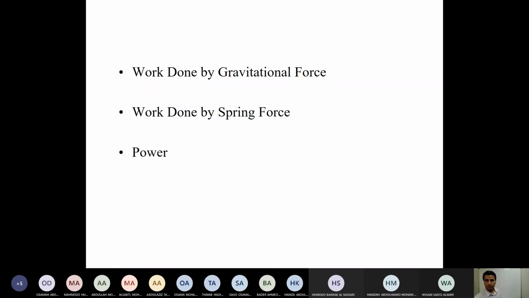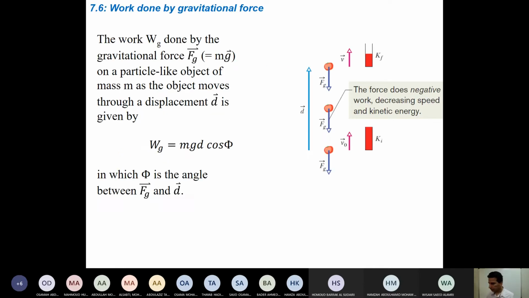So today we are going to cover three topics. One will be the work done by the gravitational force, another is the work done by spring force, and the third one is the power. So let's begin on the first one.